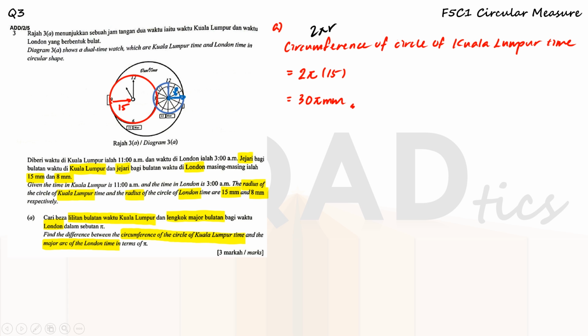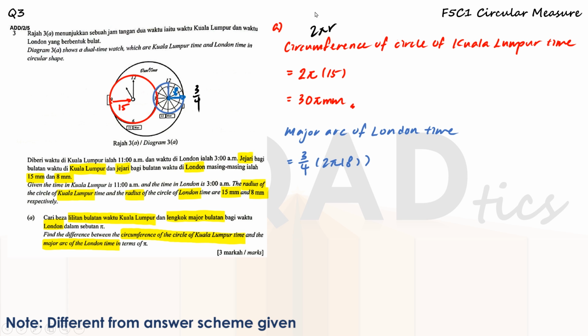And for the other one, which is the major arc of the London circle, this one occupies 3 over 4, right? Because 12 to 3 is a quadrant, right? So we just need to multiply 2 pi r with 3 over 4, and the r is 8 for the London time, right? So this would be 12 pi, and to find the difference, we just need to minus them together to get 18 pi mm.